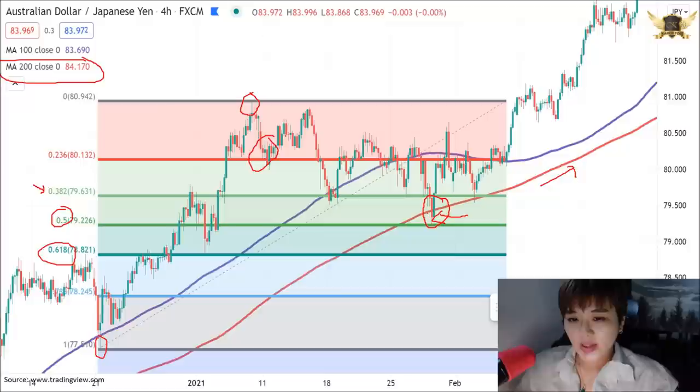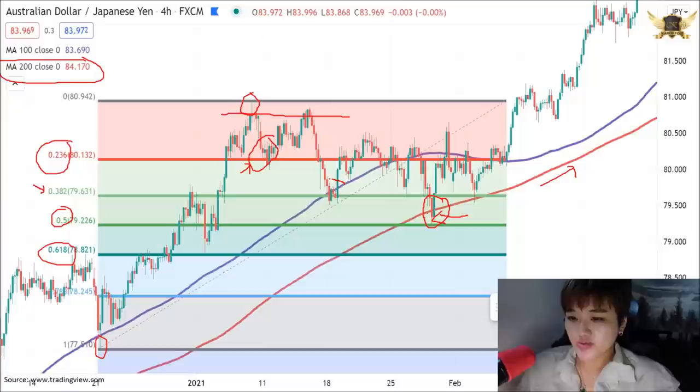Not enough of a retracement. Still too far away from the moving average. No confluence whatsoever. So not that good of a buy trade. Even though, yes, you can enter here, you can only take profit until here, resistance.